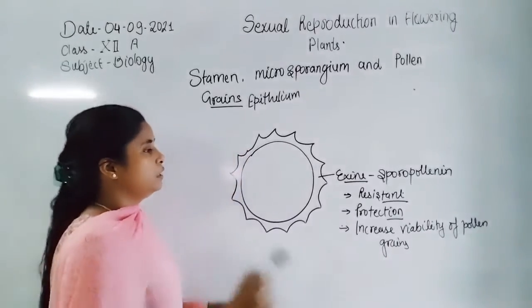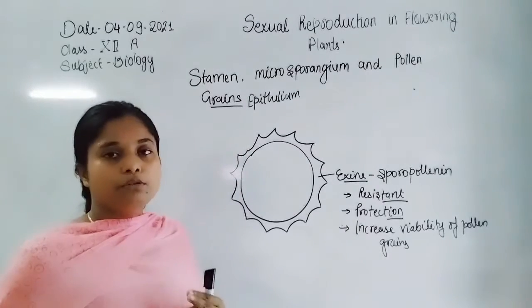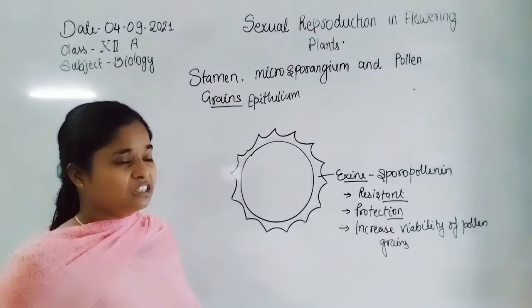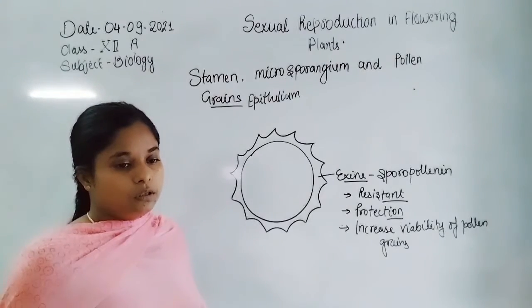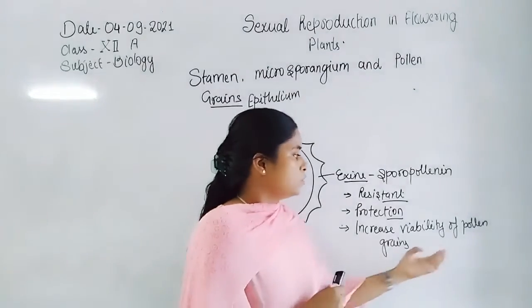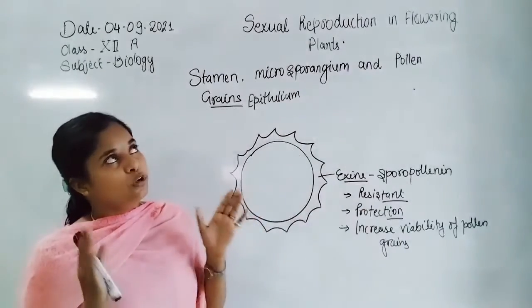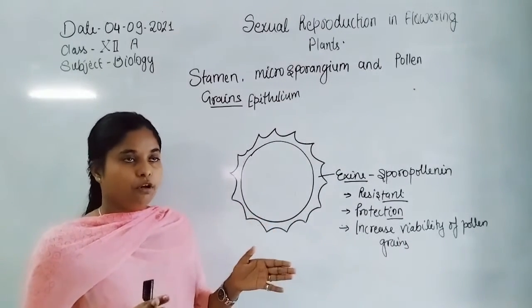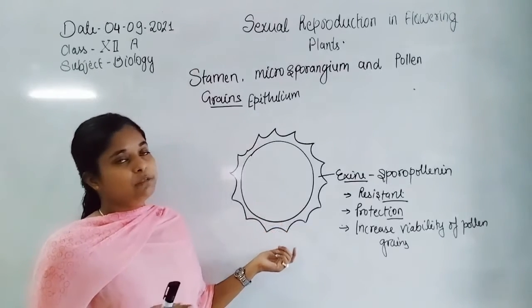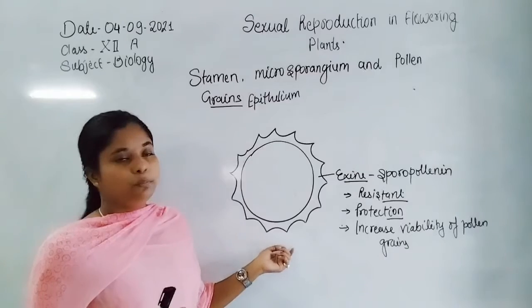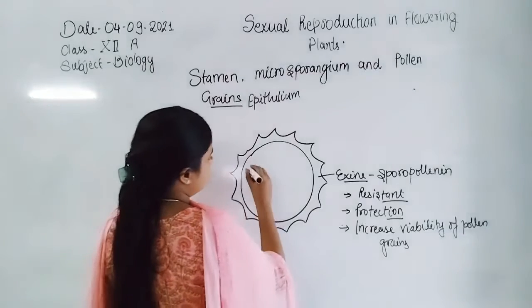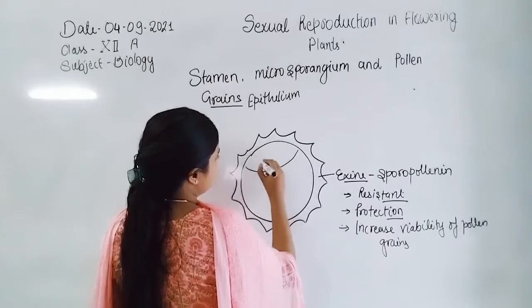Viability is simply the duration from the dehiscence of the pollen grain up to its reaching the stigma. So the pollen grain must be alive during this time, only then can it develop the pollen tube for the transfer of its gametes.